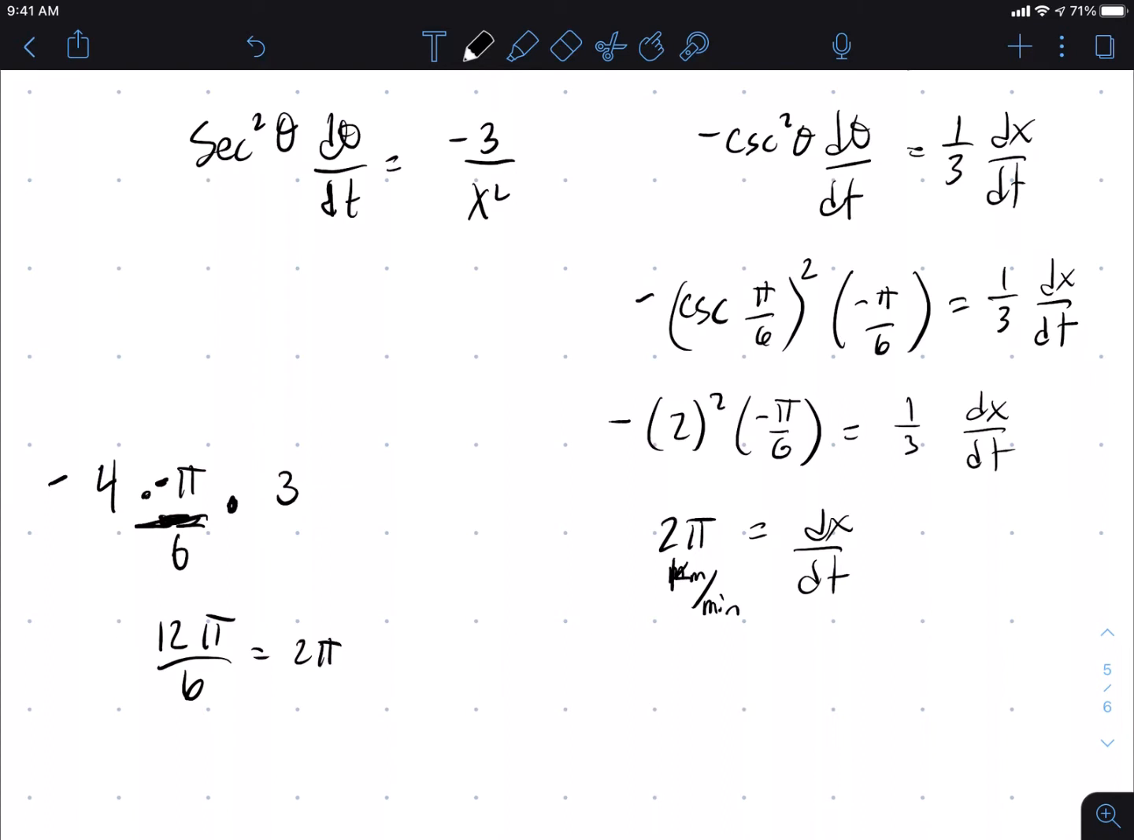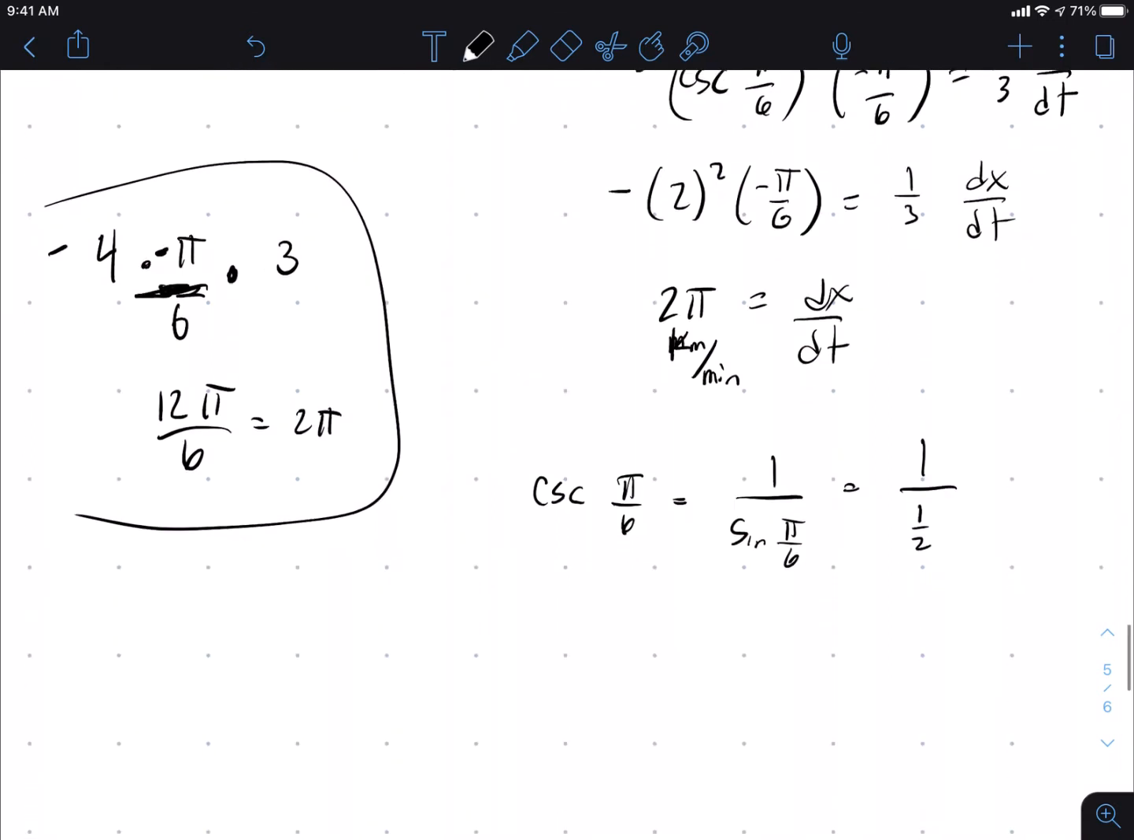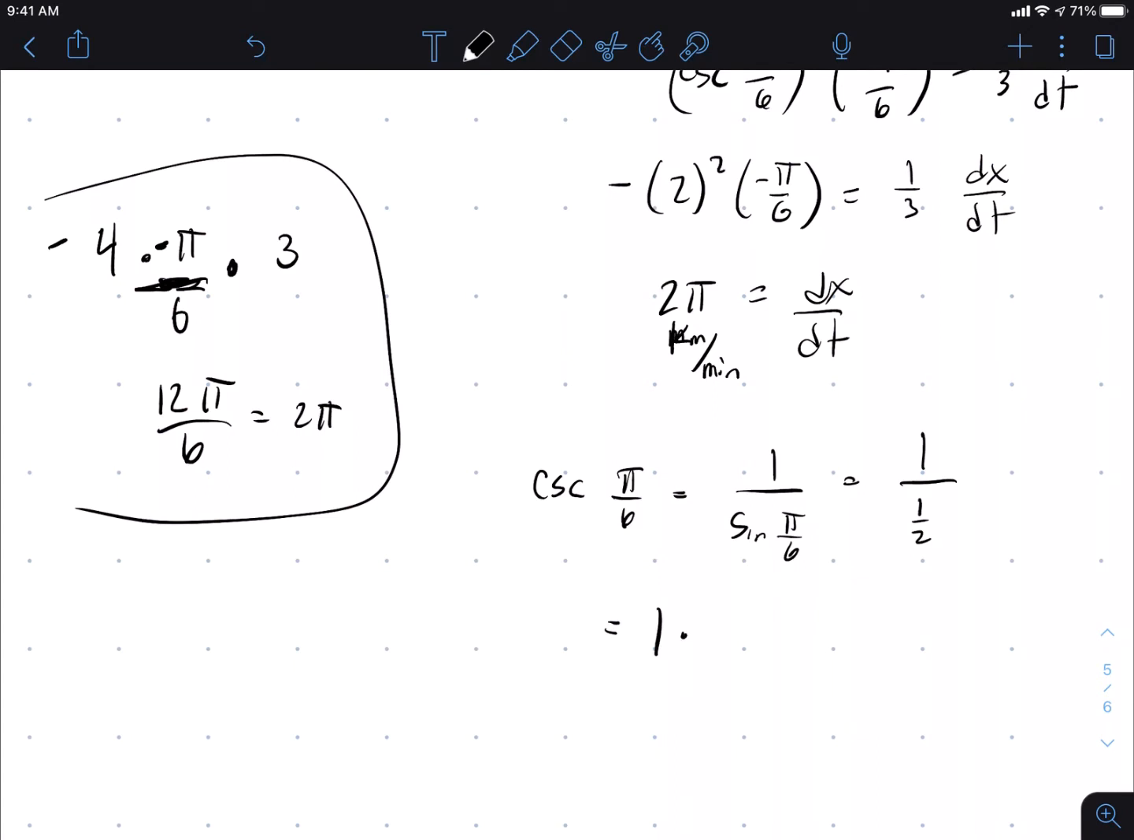Sure. So this was side work for the 2 pi. So if I have cosecant of pi over 6, correct? That's the same as 1 over sine of pi over 6, correct? Sine of pi over 6 is equal to 1/2, right? So then that is the same as 1 times 2 over 1, which is 2. When you divide by a fraction, you multiply by the reciprocal.